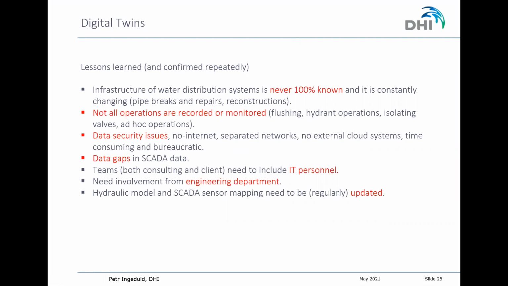So first, it is important to realize that the infrastructure of water distribution systems is never 100% known. So there is always some degree of uncertainty due to either unknown conditions of pipelines, but also due to pipe breaks and repairs and reconstructions, things which are going on. Not all operations are recorded or monitored. So there is, again, certain degree of operation, flushing or hydrant operations and isolating valve operations that happen in the actual system but are not recorded, not stored in telemetry.